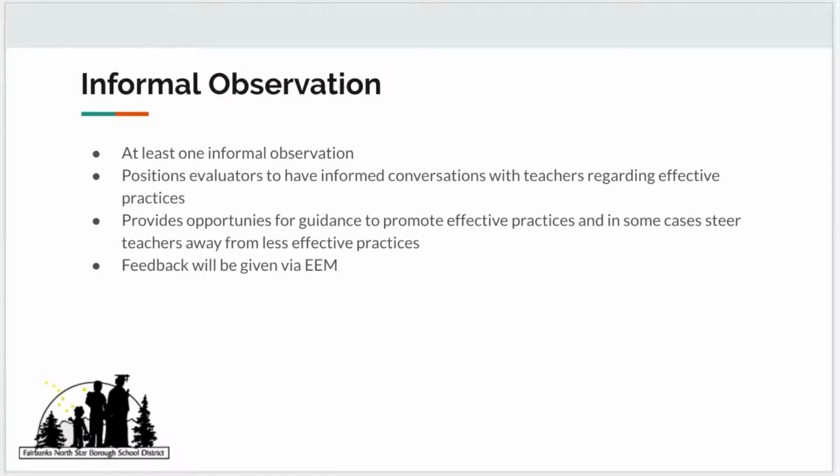Informal observations. At least 1 informal observation is required. Informal observations help inform the evaluator of classroom dynamics and classroom practices. Informal observations can also occur during other times, such as meetings with parents or colleagues. The key to this step is that informal observations provide evaluators the opportunities to provide feedback regarding what they have observed in order to promote reflection on effective practices. Feedback will be given to teachers via EEM.